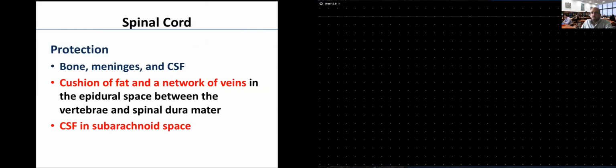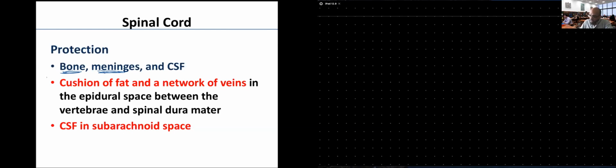The spinal cord has very similar protective layers to what we've seen in the brain. We've got bone, which are the vertebrae. Meninges are still going to be covering the spinal cord. The three layers, dura mater, arachnoid mater, pia mater, are still going to be around the spinal cord. And we've got the CSF also circulating inside the central canal of the spinal cord and around the spinal cord.